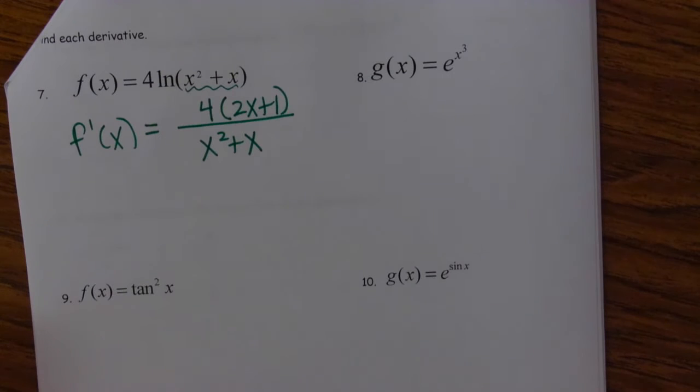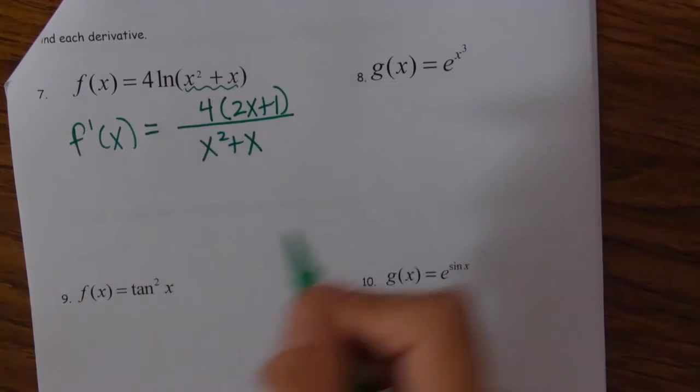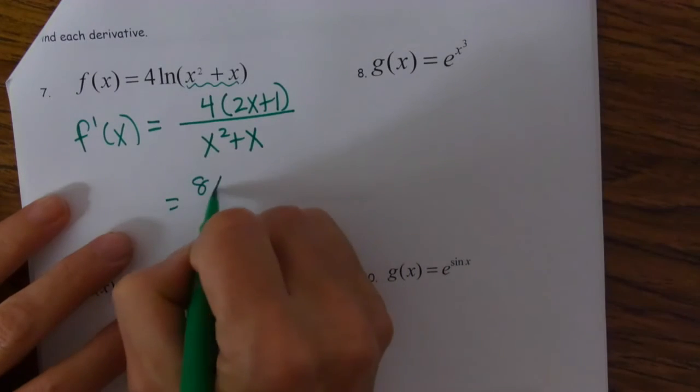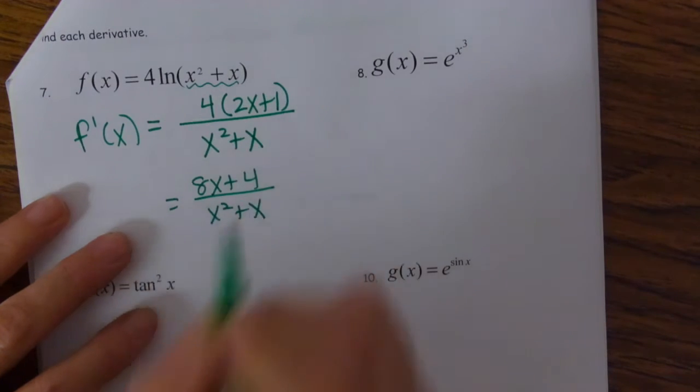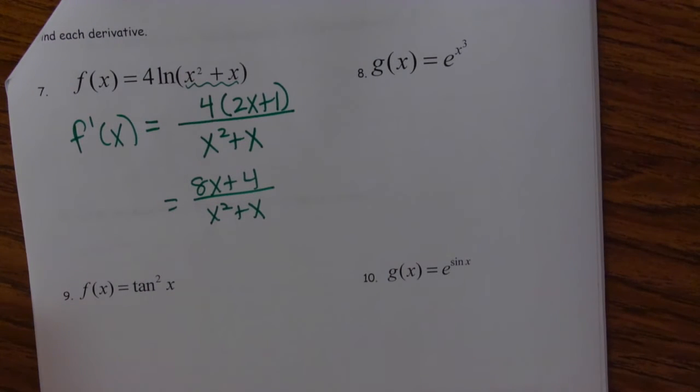So those are pretty easy. It's the radicals you don't like. We'll get used to them. You can if you want to. If you want to say 8x plus 4 over x squared plus x, we could do that. Remember, eventually, we're going to be plugging x's in. So whichever way is easier for you to plug something in.